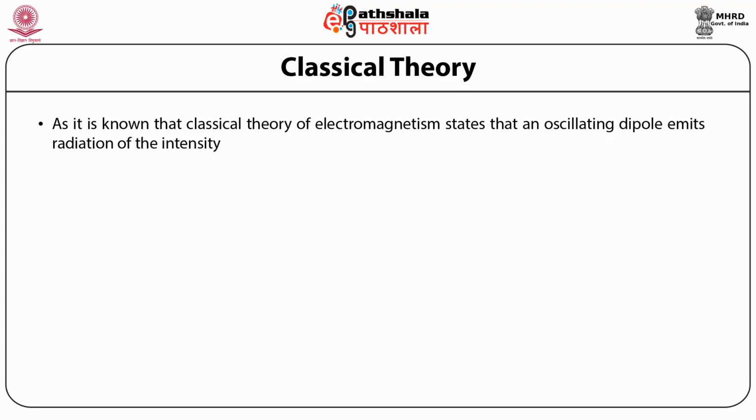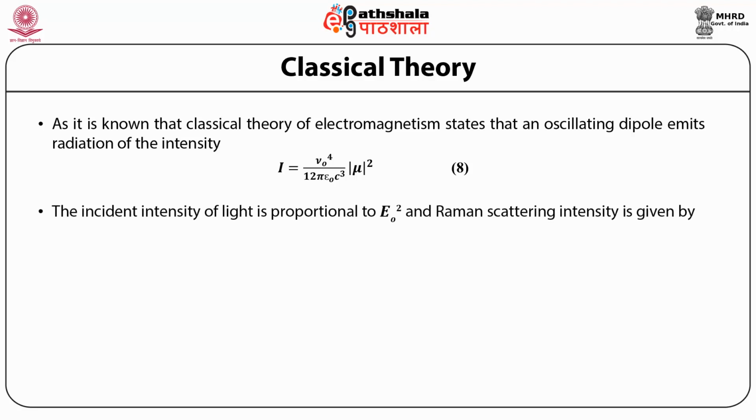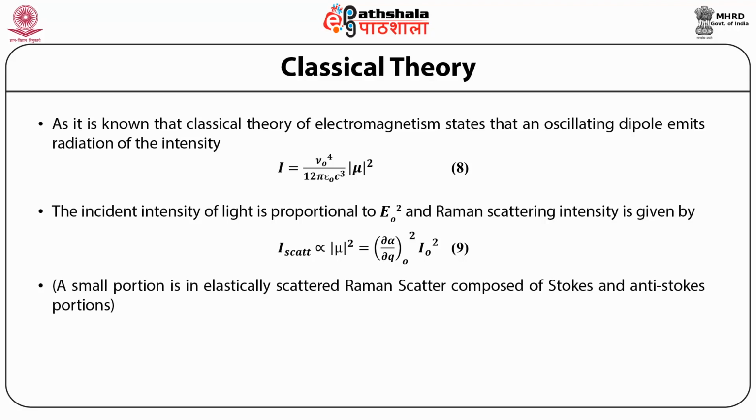As it is known, the classical theory of electromagnetism states that an oscillating dipole emits radiation of intensity I = ν0⁴ / (12π ε0 c³) μ². The incident intensity of light is proportional to E0², and the Raman scattering intensity is given by I scattering proportional to μ², which equals (∂α/∂Q)² I0². A small portion is inelastically scattered Raman scatter, composed of Stokes and anti-Stokes portions.